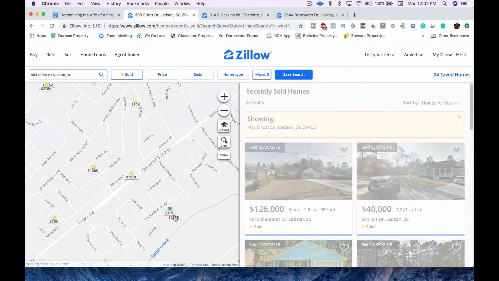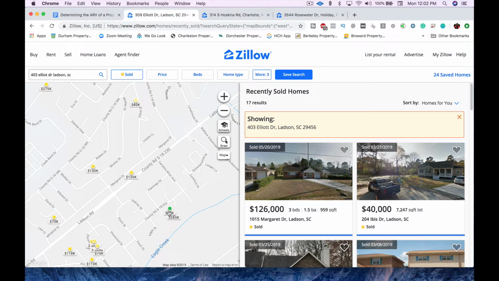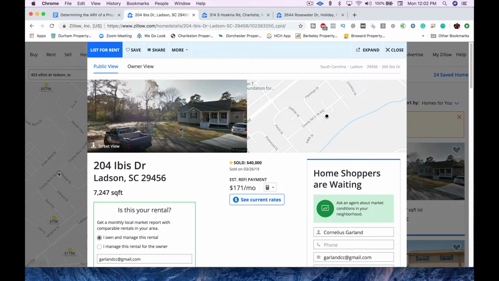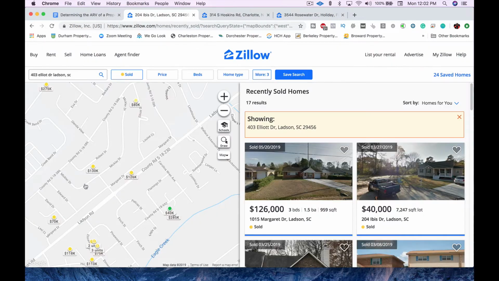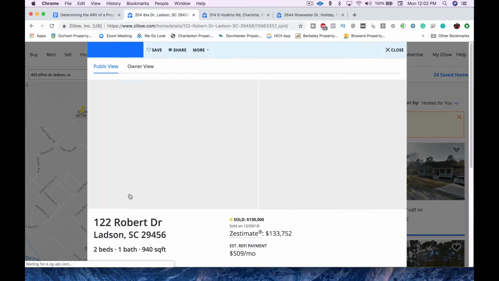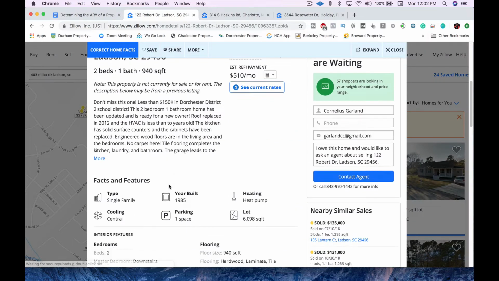So I will not use these properties, even if they're in the same year built and square footage. I would not use these as a comparable sale just because they're in a completely different area. And these look like lots that were sold anyway and new builds. So we have 130. And let's go ahead and just see here.